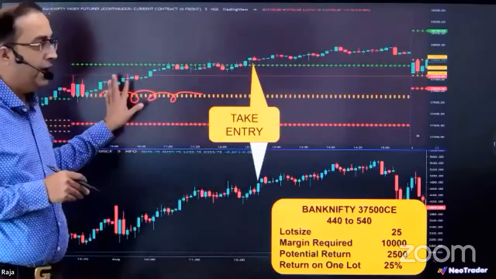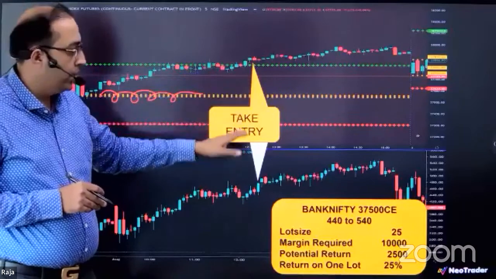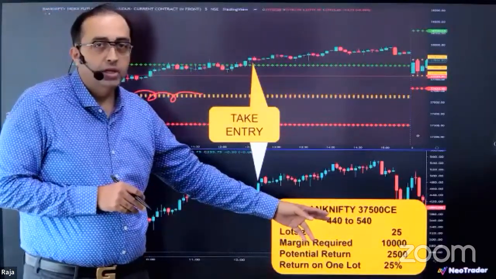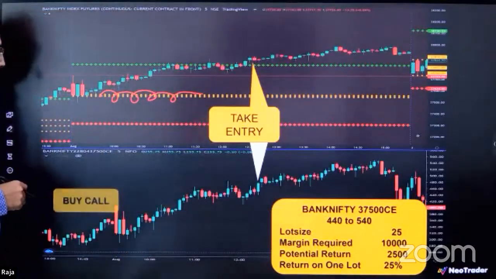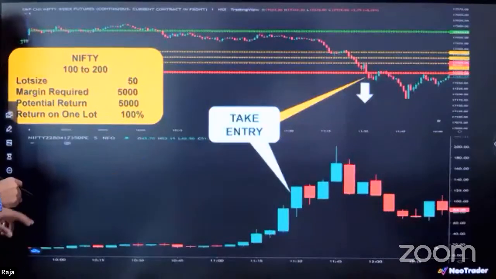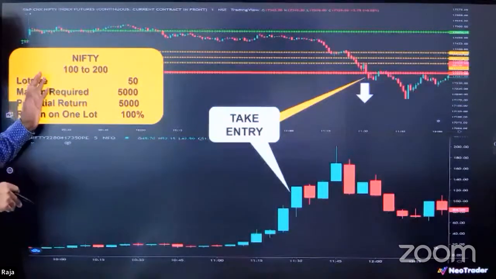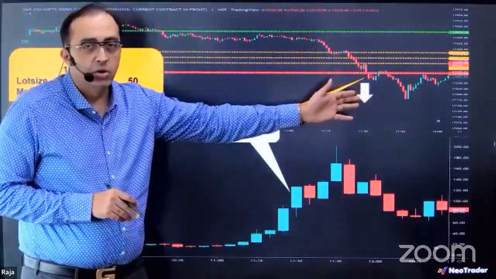So you can see here narrow CPR, and then the moment it crossed the previous day high, you can enter this trade. So you can see here you saw a 100-point move in this particular option trade in Bank Nifty, right? Now you can see that this is again a case in Nifty where the prices broke the previous day's low.